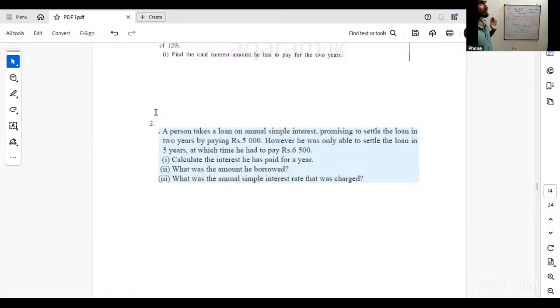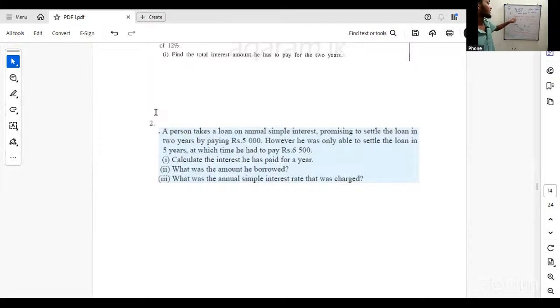Now the person said that he'll settle the amount in 2 years, but he failed. So he settled it in 5 years. So there's a 3-year gap. To find the interest he has paid for the 3-year gap, you have to subtract this 5,000 from this 6,500, so that you get the 3 extra years' interest amount.